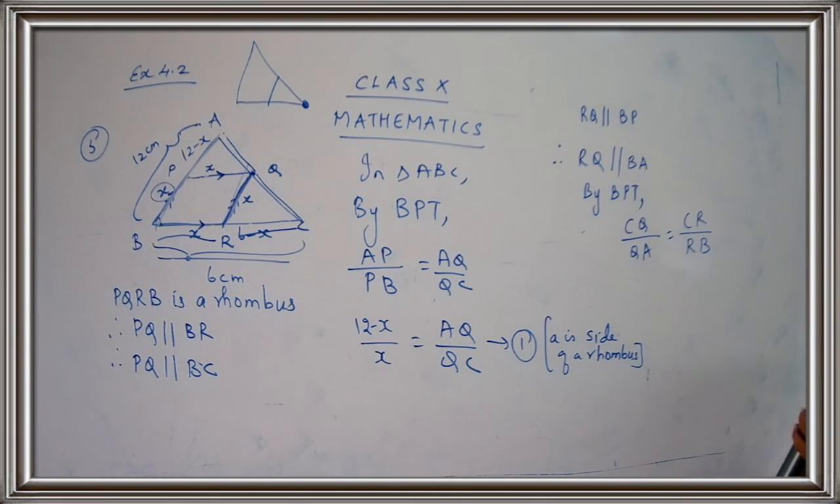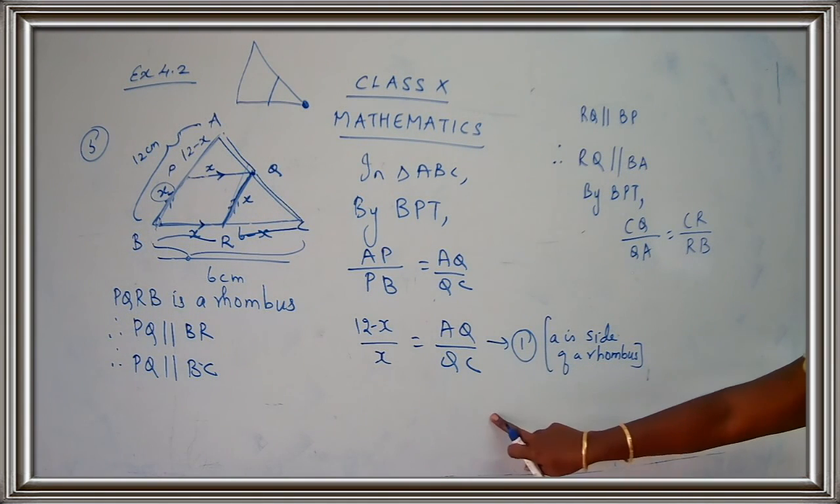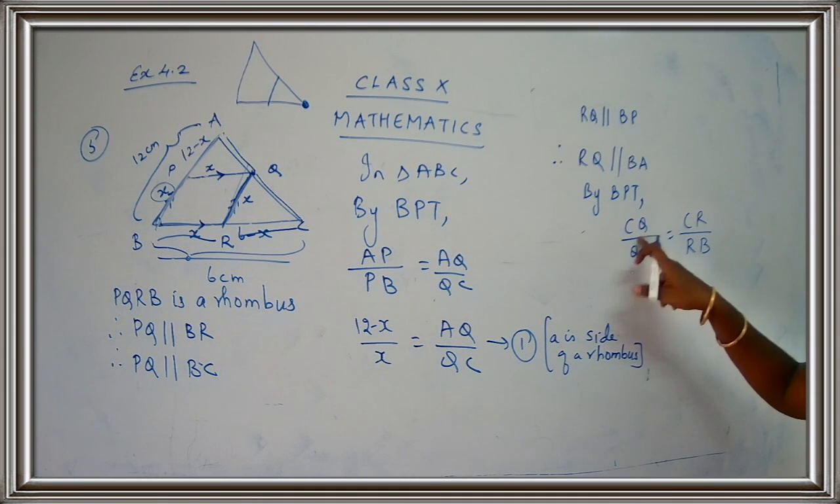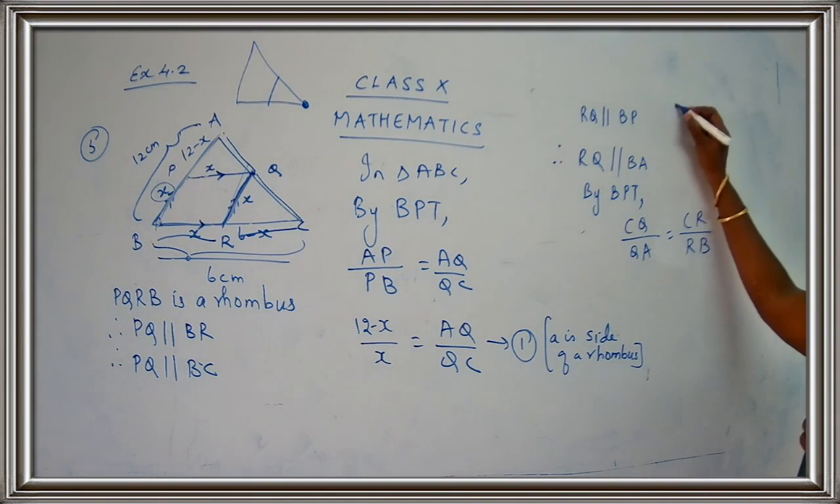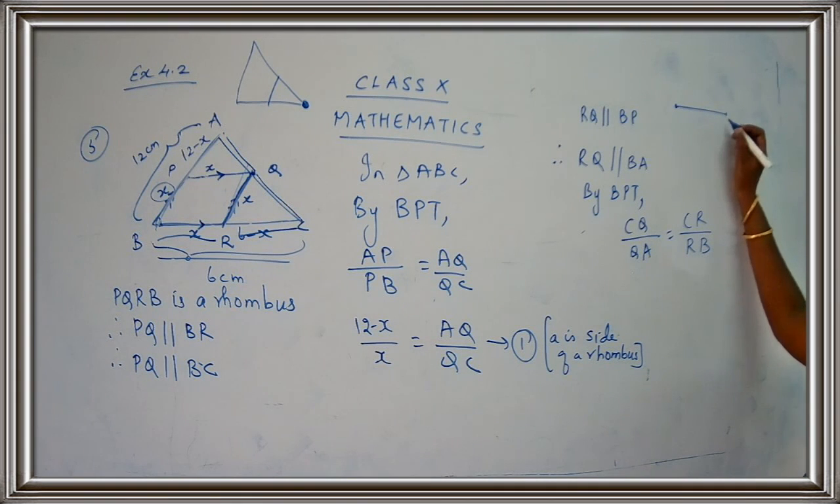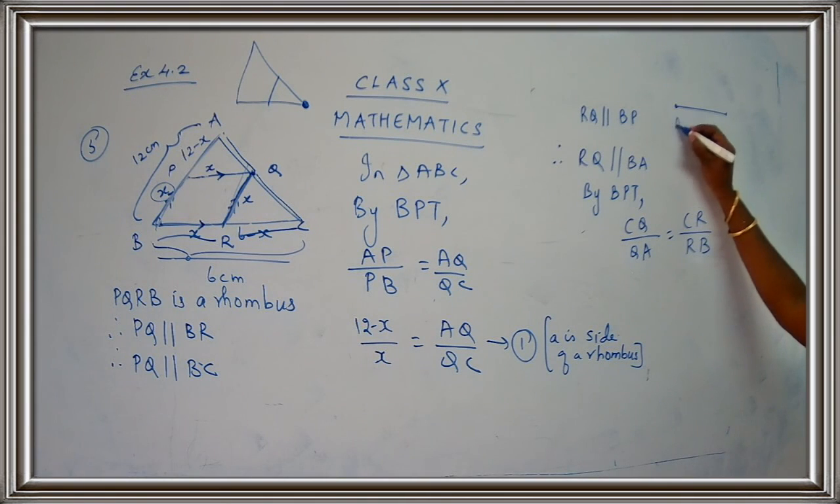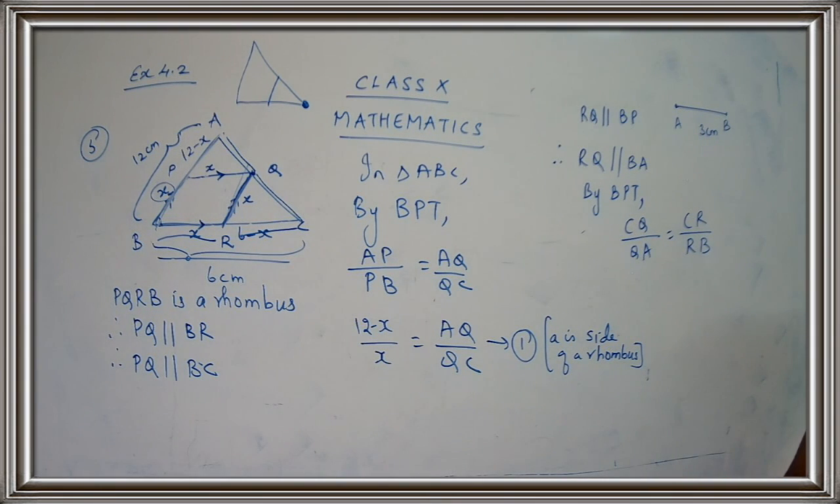Okay, children, just see the first point, number 1. We got the first ratio. Just see the ratio here. You have AQ upon QC, and here you have CQ upon QA. Now CQ and QC are one and the same. When you have a line segment, children, suppose we are drawing a line segment of 3 centimeter, and you have given it the name AB. What is the name given to the line segment? It's AB. And what is the measurement?